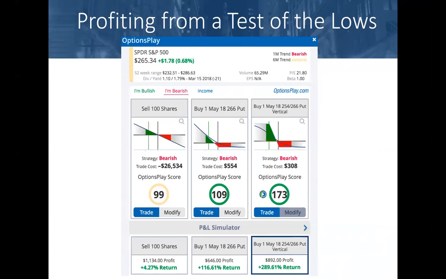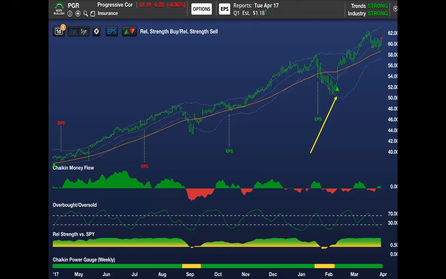But most importantly, look down at the bottom of this simulation from Options Play, which is a module that we've bundled into Chaikin Analytics. You make almost 3 times the return, 200% better than if you bought the put outright. So we really like vertical put spreads in the direction of either our market view or the individual stocks that we're going to look at.